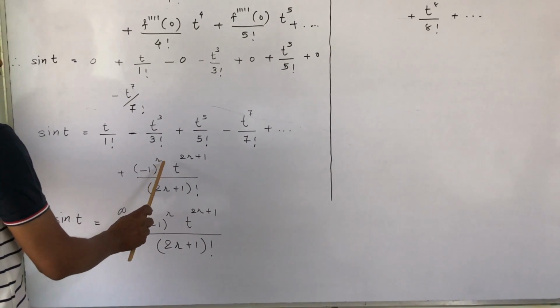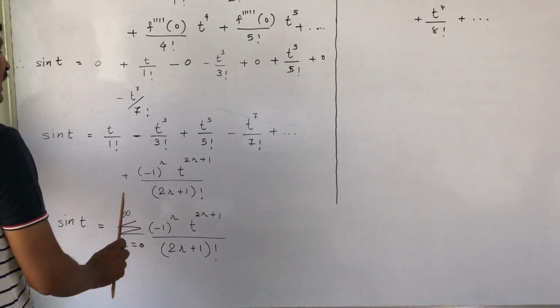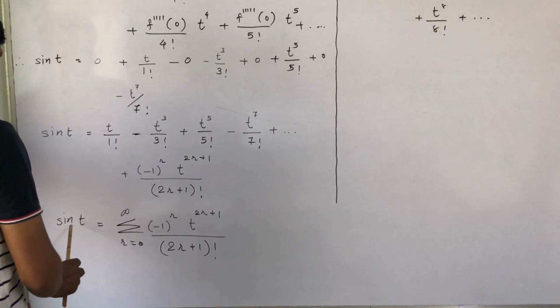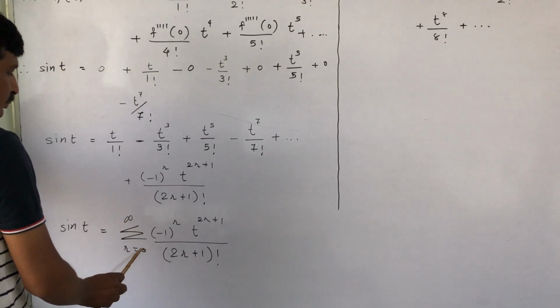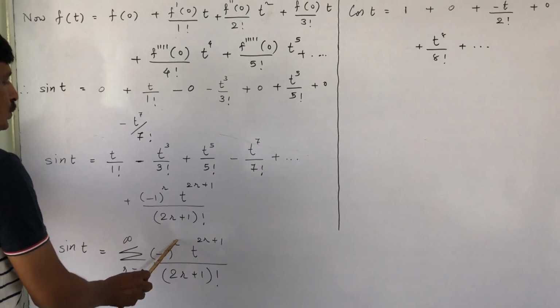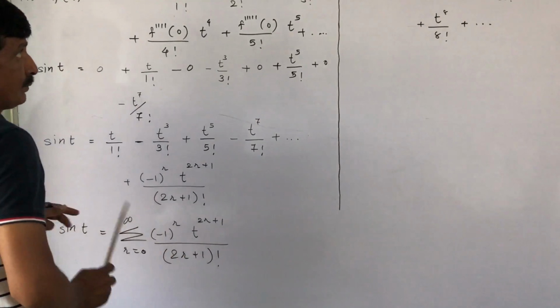The r-th term is minus 1 raised to r into t raised to 2r plus 1 upon 2r plus 1 factorial. Starting from r equal to 0, we get this. So sin t is sigma r equal to 0 to infinity, natural numbers, minus 1 raised to r, t raised to 2r plus 1 upon 2r plus 1 factorial.